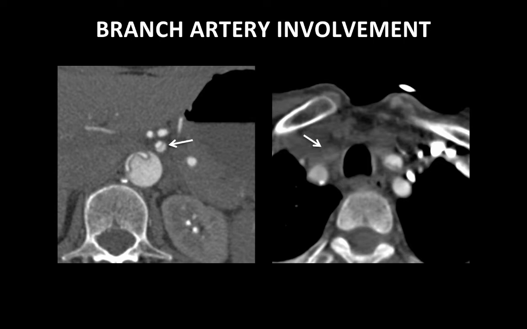the branch vessels. So the patient on the left of the screen presented with abdominal pain because the dissection extended into the superior mesenteric artery, and the patient on the right of the screen actually presented with a stroke because the right common carotid artery was completely occluded by the dissection that had extended into the right common carotid artery.